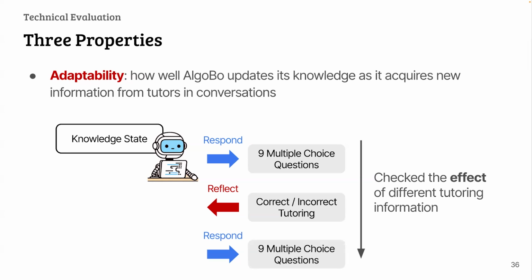The last property is adaptability. It refers to how well AlgoBo updates its knowledge as it acquires new information from tutors. To measure adaptability, we used the pre and post test format again, but with correct and incorrect tutoring in between. This time, we gave AlgoBo information relevant to multiple choice questions and observed how correct and incorrect information affects performance.